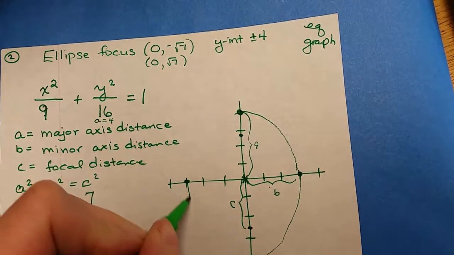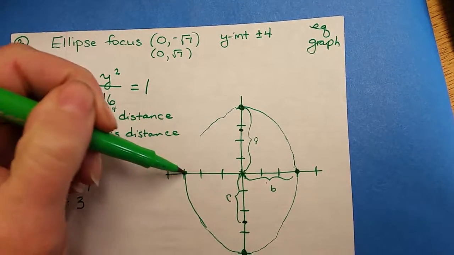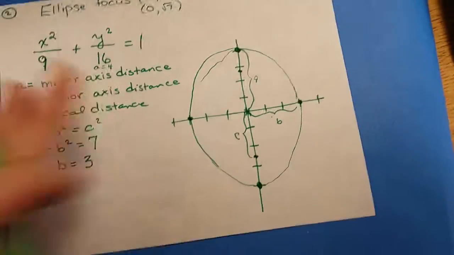Try to make it pretty, but it doesn't always work, especially when your paper shifts underneath you because you don't have anybody helping you and you're trying to film. All right, so there you go. Ignore that. All right, so there's your ellipse.